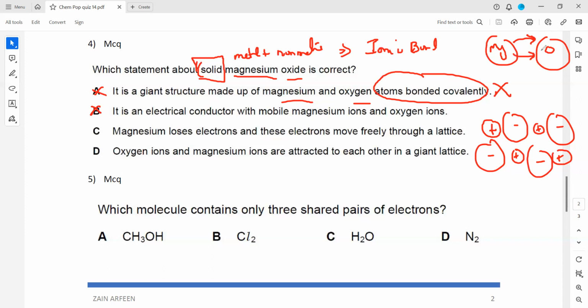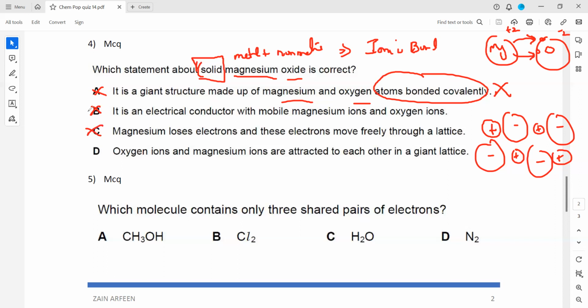Like magnesium will lose electron and oxygen will gain electron. Magnesium will be plus charge and oxygen will be negative charge. But in metallic structure, the metal loses electron and these electrons are free to move. That's why the metal can conduct electricity. So statement C is only explaining the structure of a metal. It's not explaining about magnesium oxide. That's why statement C is also wrong.